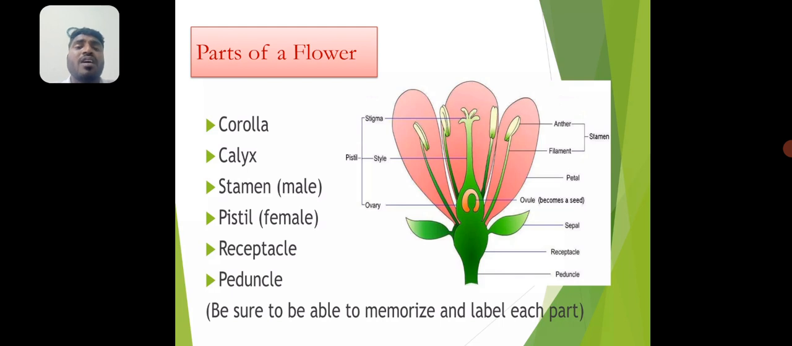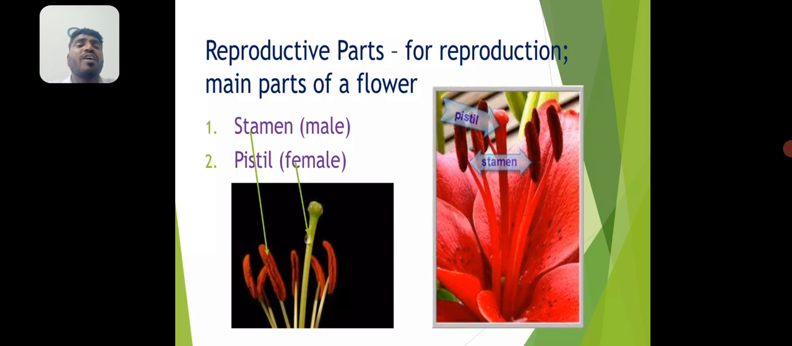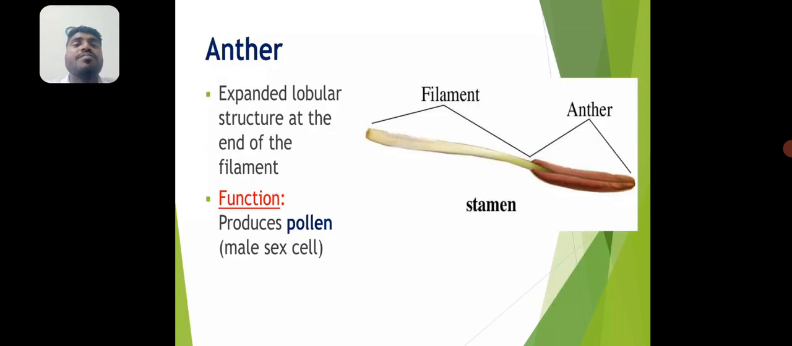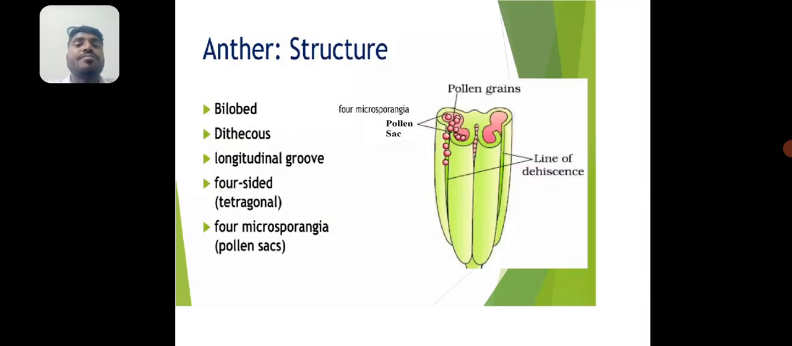Parts of a flower: corolla, calyx, stamen, pistil, receptacle, and peduncle. The stamen is the male sex organ and the pistil is the female sex organ. The stamen, the male reproductive organ, is collectively called the androecium and is composed of two parts, anther and filament. The anther is an expanded lobular structure at the end of the filament. Its function is to produce pollen, the male sex cell.